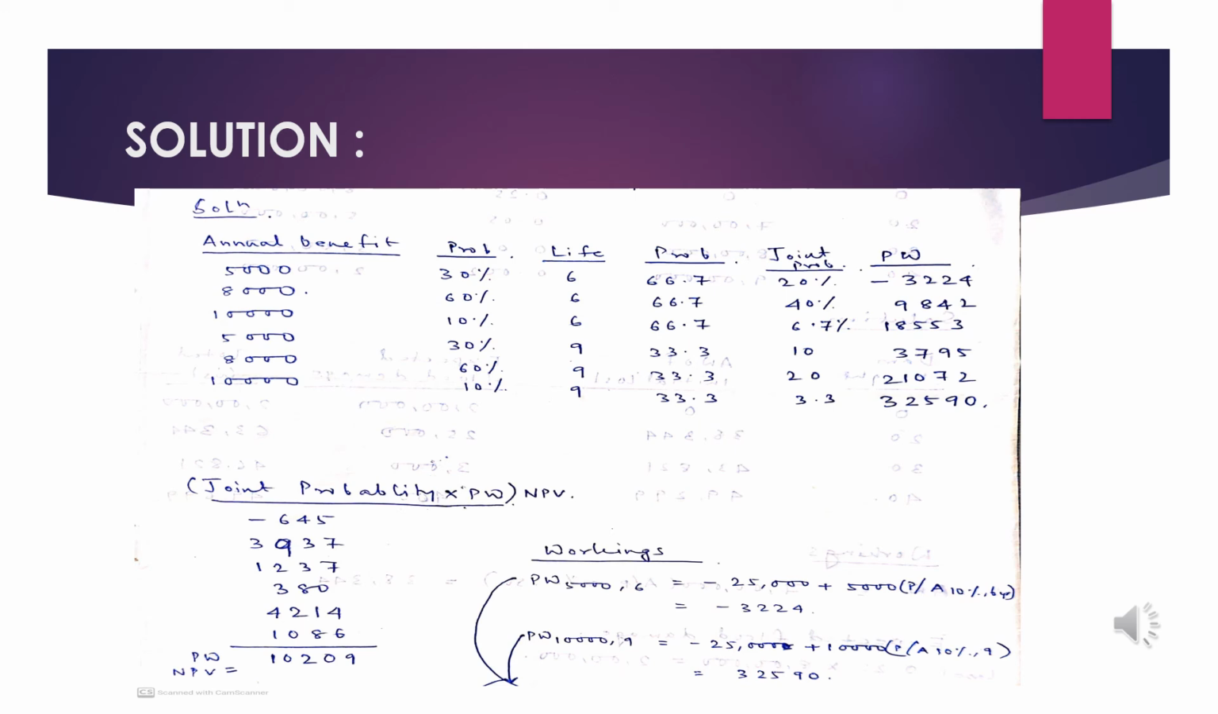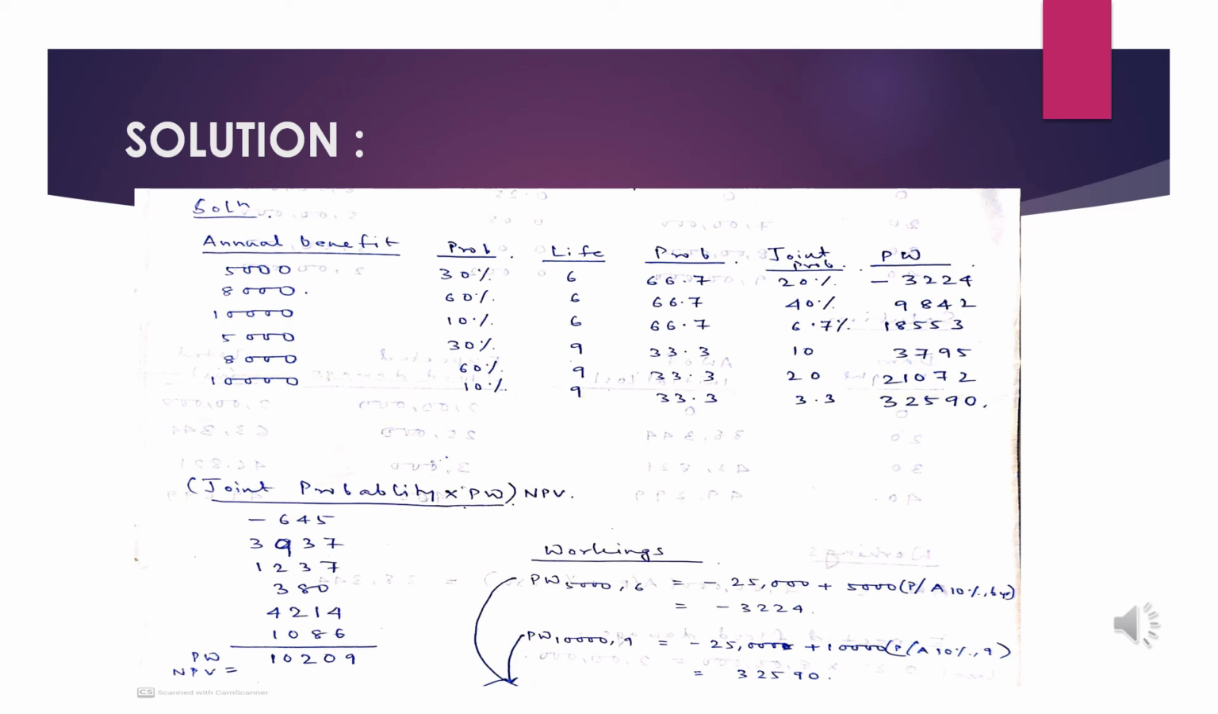So here, if we consider the annual benefit to be of 3 different values, which are 5,000, 8,000 and 10,000, the respective probabilities are 30%, 60% and 10%. Why 10? Because it has not been said that 10,000 will have a probability value of 10%, but the rest have been given to us and we know that the entire probability always adds back to 1. So from there we can easily find out the remaining probability value to be 10%.